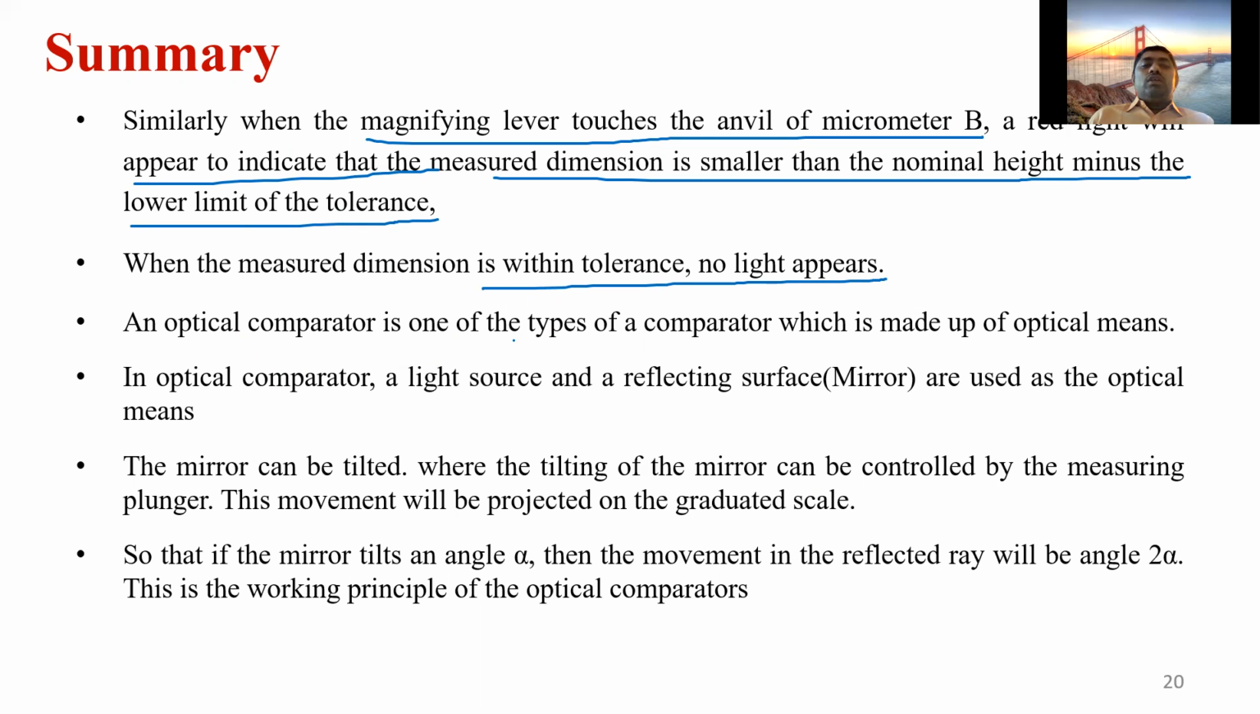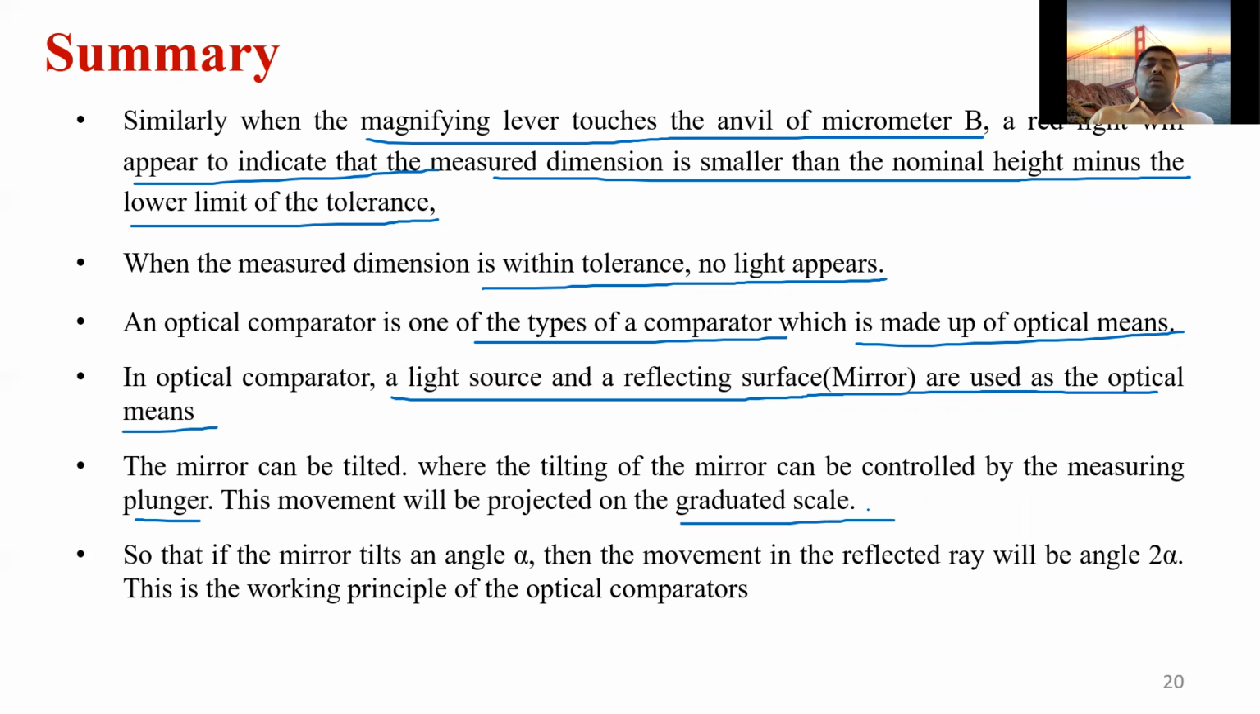An optical comparator is one of the types of comparator which is made up of optical means. In an optical comparator, a light source and a reflecting surface are used as the optical means. The mirror can be tilted, where the tilting of the mirror is controlled by the measuring plunger, and this movement will be projected onto the graduated scale on the glass screen. If the mirror tilts an angle alpha, then the movement of the reflected ray will be angle 2 alpha. So this is the working principle of the optical comparator.